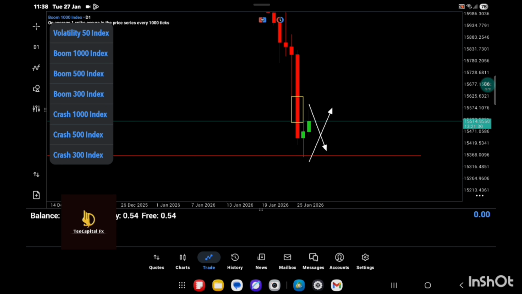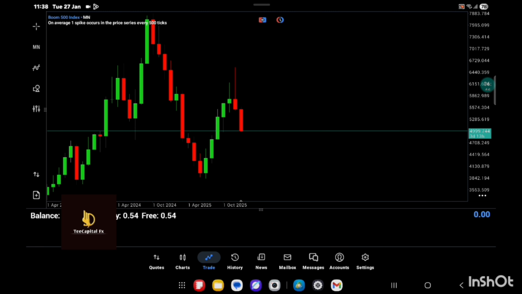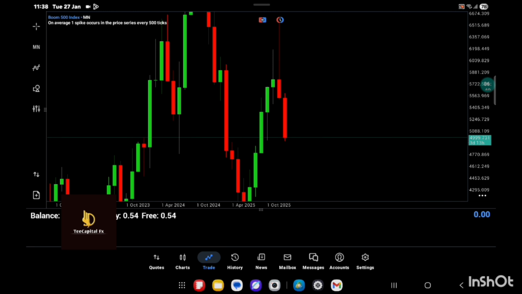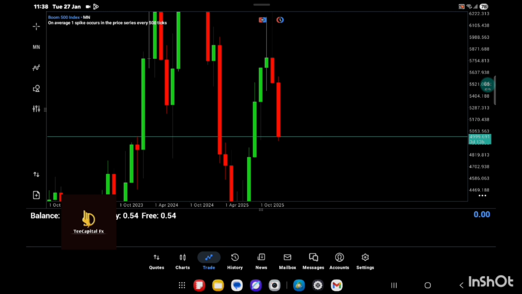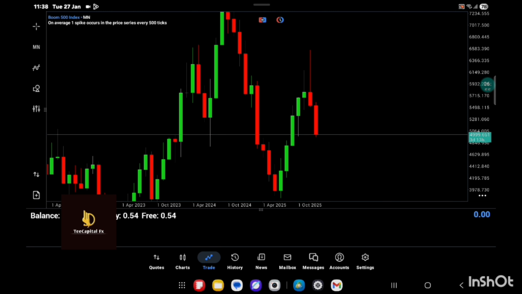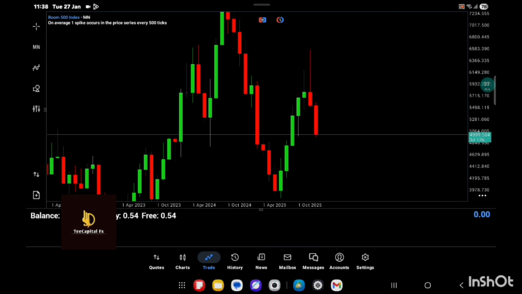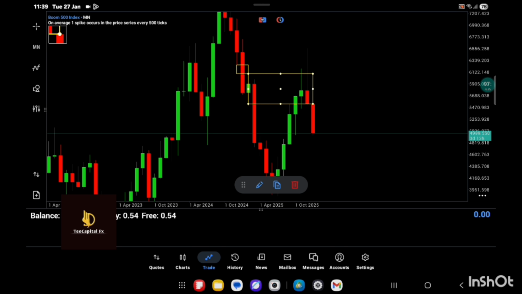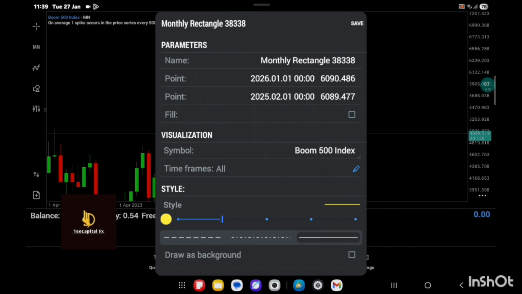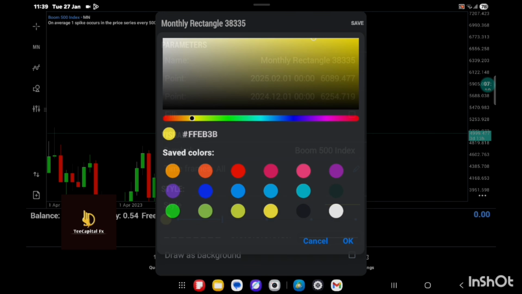So I want to now check boom 500 at this point. Okay, so this is now our boom 500. Remember, I normally start on the monthly time frame, so let's do some markup. We're coming from this for my monthly higher time frame. I used to mark it as red, so let me change the color to red and this to red.